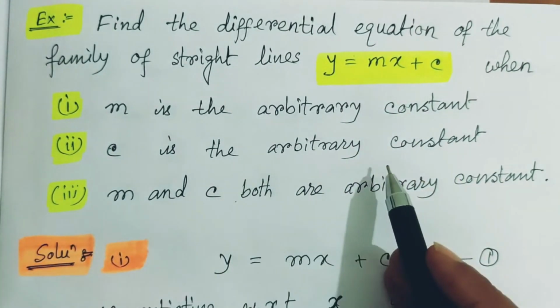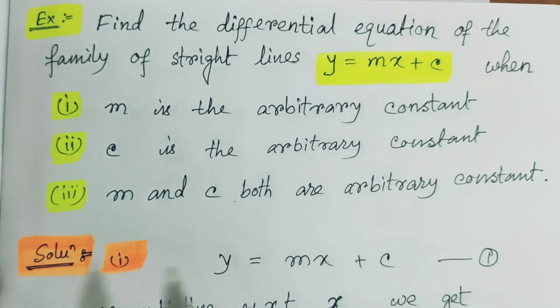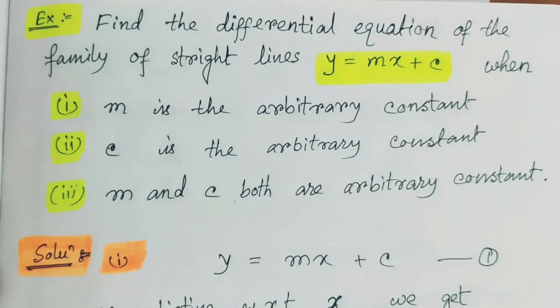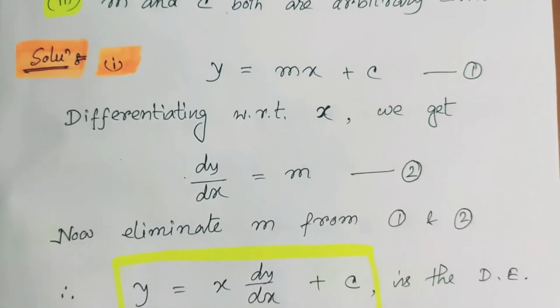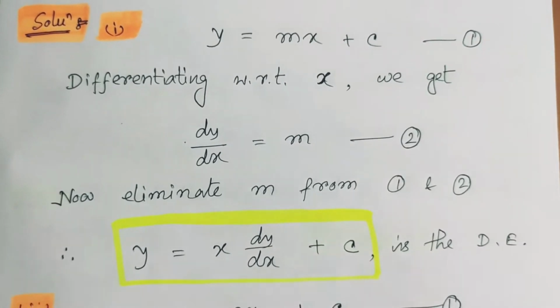If c is the arbitrary constant, then what should be its differential equation? And when m and c both are arbitrary constants, then what should be its differential equation? So let us do one by one. At first, this one is your given equation, and when m is the only arbitrary constant, at that time what should be the differential equation? So what to do?